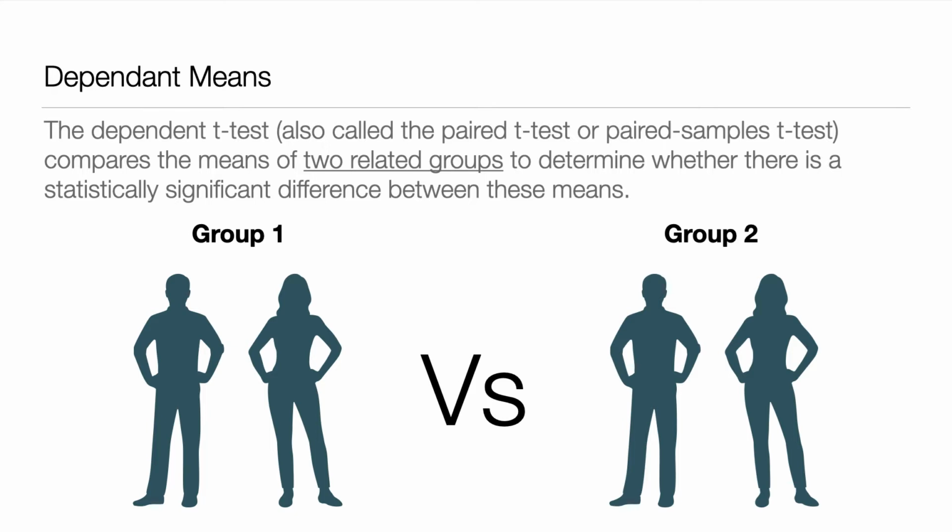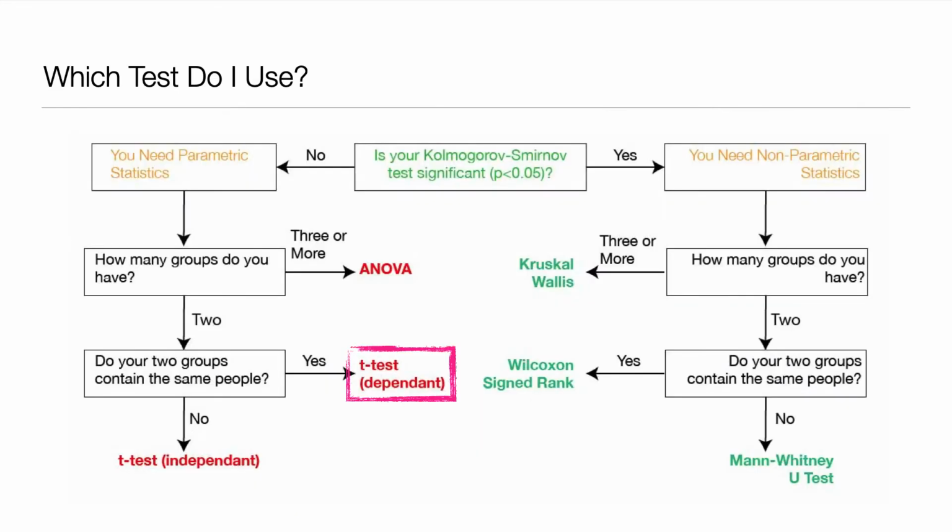Sometimes it's called the paired t-test or paired samples. You're comparing the means of two related groups to determine whether there is a statistically significant difference between these means. Following our flowchart, you can see it there. It is the equivalent of the non-parametric Wilcoxon signed ranks. That's because we are doing parametric statistics. We have an insignificant Kolmogorov-Smirnov test. We only have two groups and it's containing the same people.